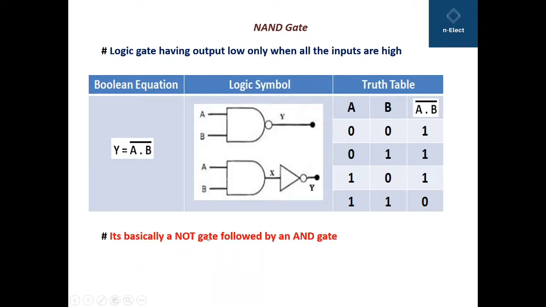It is basically a NOT gate followed by an AND gate. Small circle at the output of AND gate symbolizes inversion.